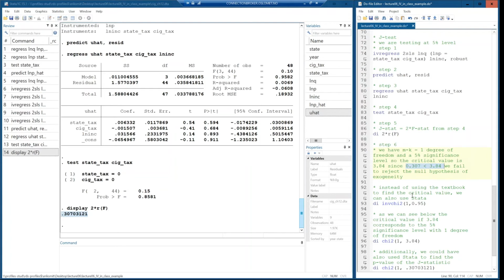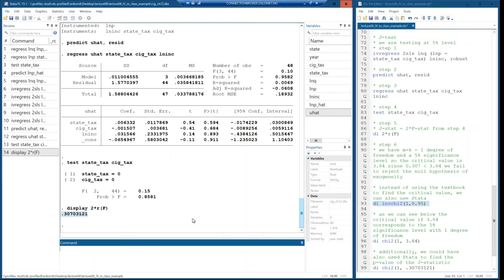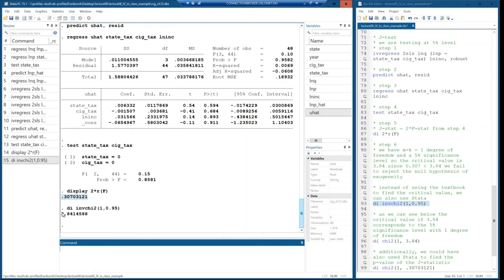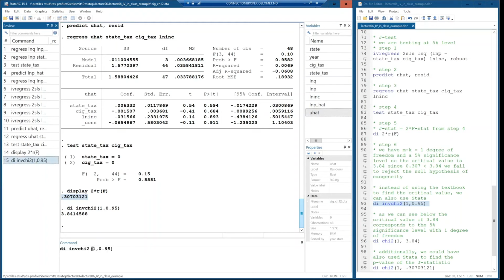We can also find the critical value by use of Stata. So it's an inverse chi-squared distribution with 1 degree of freedom, and the confidence level, not the significance level, the confidence level is 95%, which means that we have 3.84 here as our critical value.